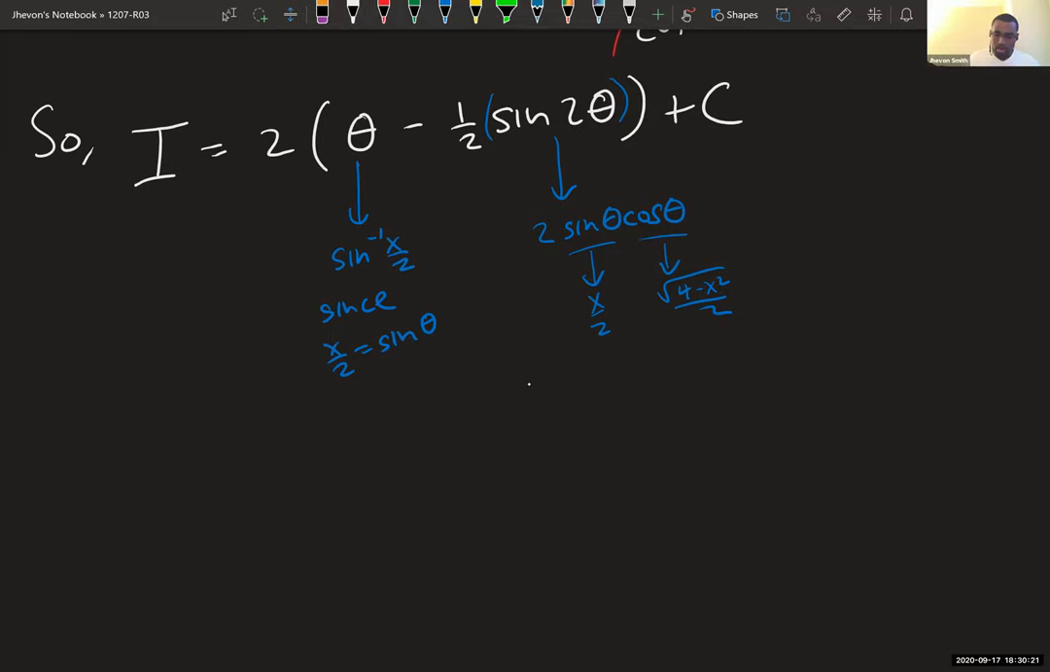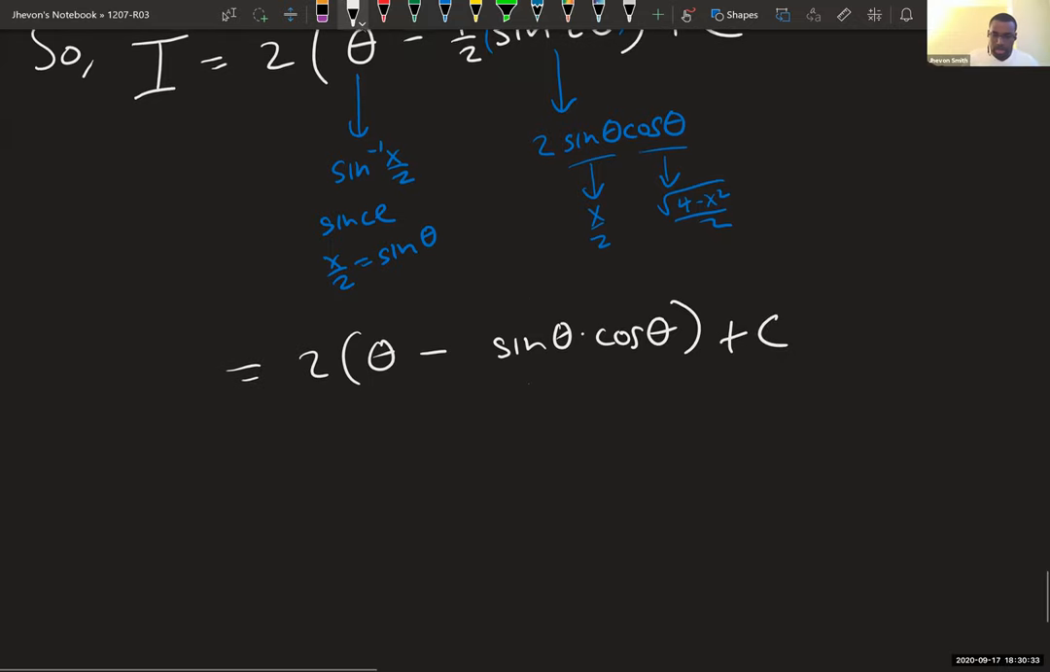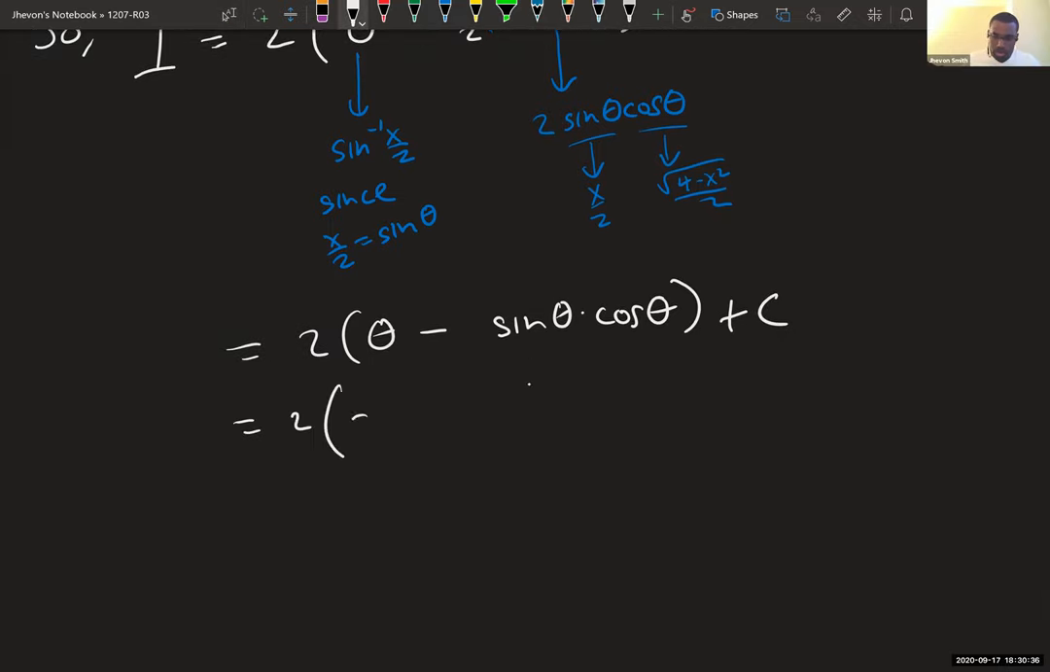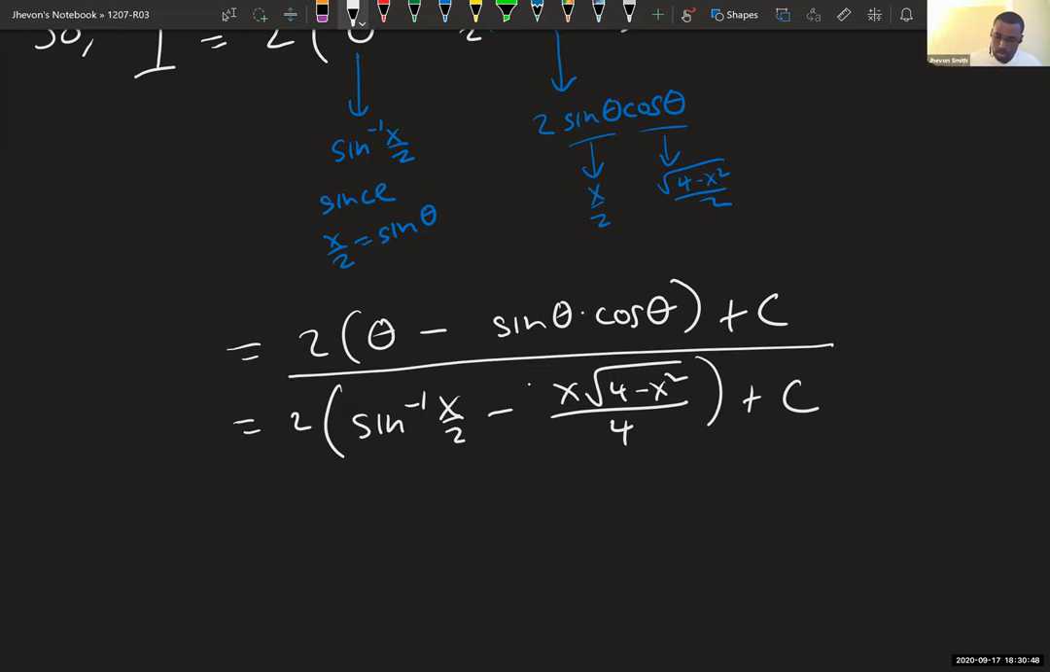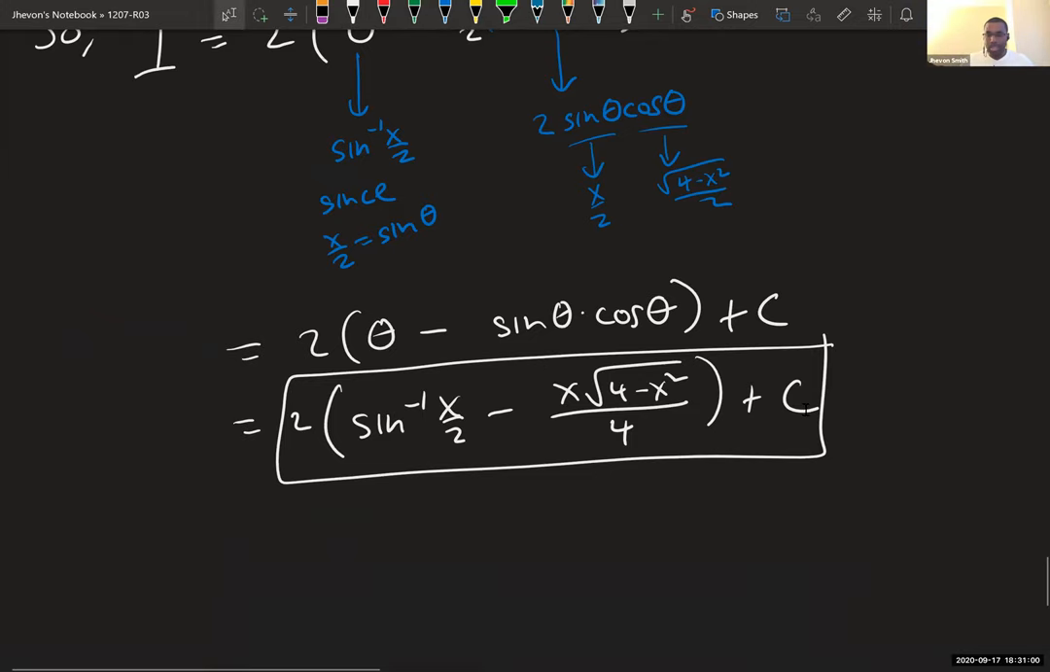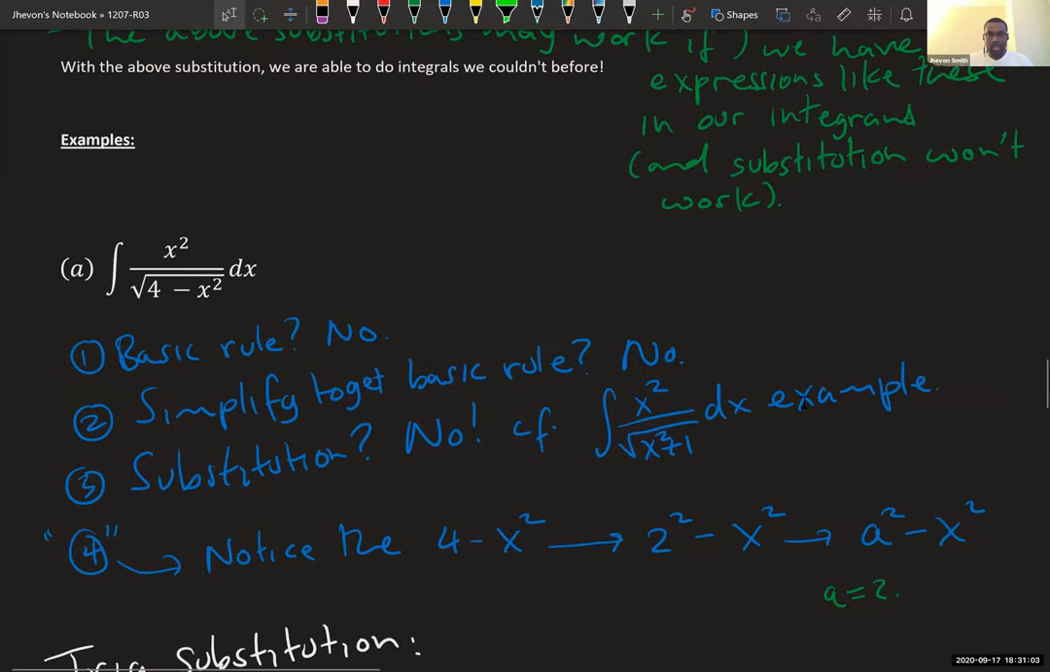Let me write it differently. So this is 2 times theta minus, the twos cancel, so this is just sine theta times cosine theta. And now I substitute these guys in. So this is 2 times sine inverse of x over 2 minus x times the square root of 4 minus x squared over 4. So that's the actual answer. So a sine inverse was hidden in the integrand here. So no wonder we couldn't do that earlier example.